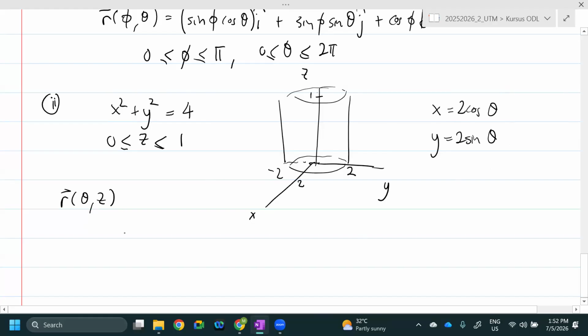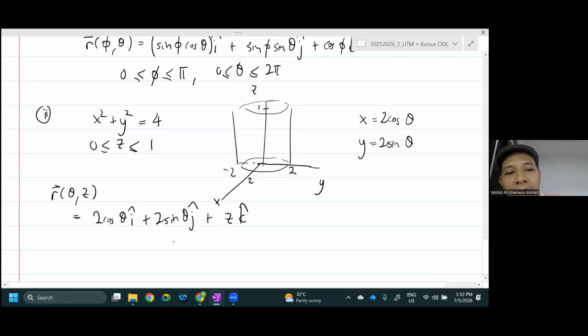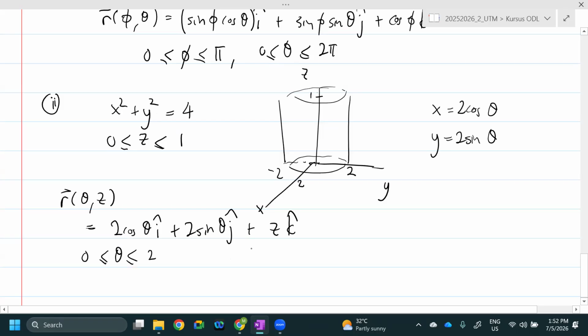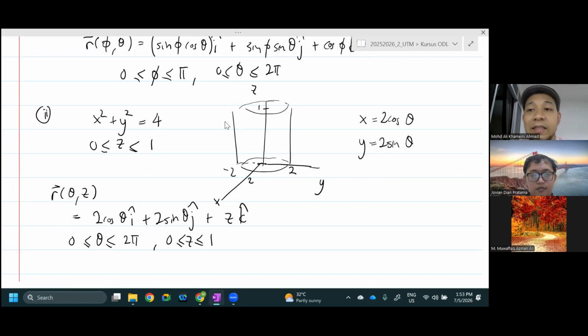So only one variable here for x and y. So you get this as 2 cosine theta i plus 2 sine theta j, and then plus, in the z direction, you can just use z k here. So you have two variables, theta and z, where theta is taken from 0 to 2 pi and z from 0 to 1. So that's the first way to represent a surface. So far, so good.